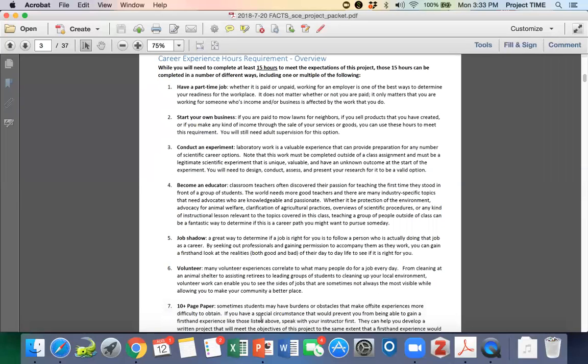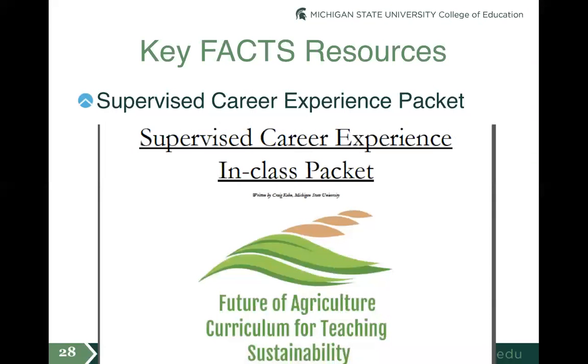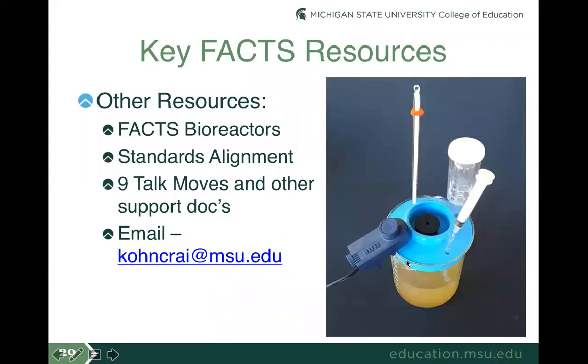Now, you can see here the 7th option is a 10-page paper. In my experience, I've always said that's only in an emergency. So if a kid was in a coma for 2 months, then maybe we'll let them do the paper. But I've never had a single student do that. In our pilot study, no student chose to do it. So it's really only there if absolutely necessary. Pretty much considered a non-option for 99% of our students. All right, so that's our career experience packet.